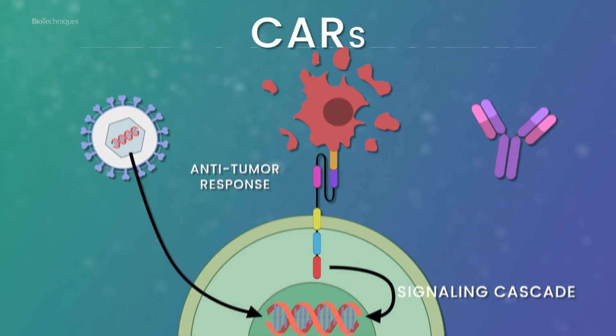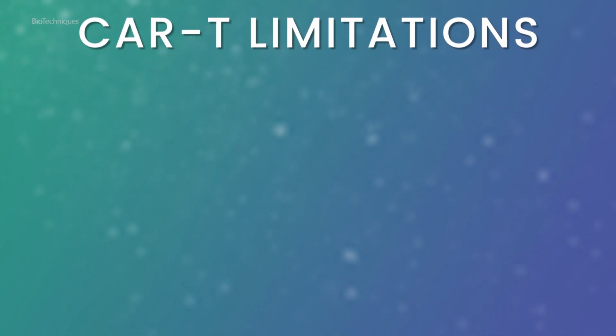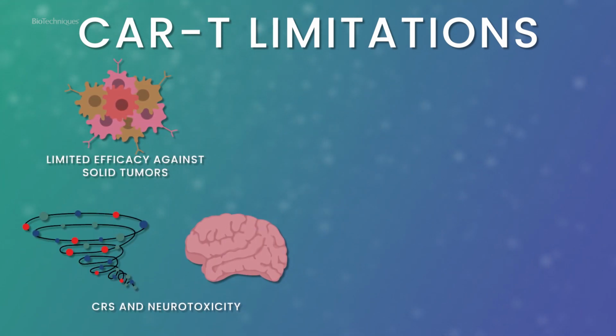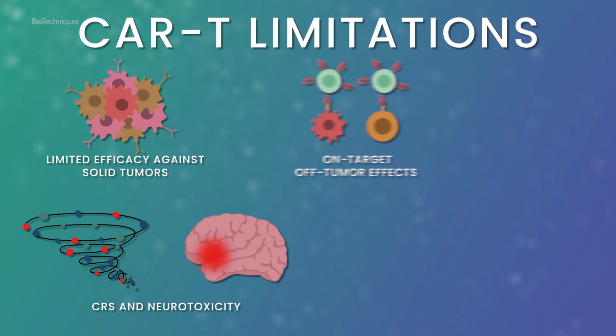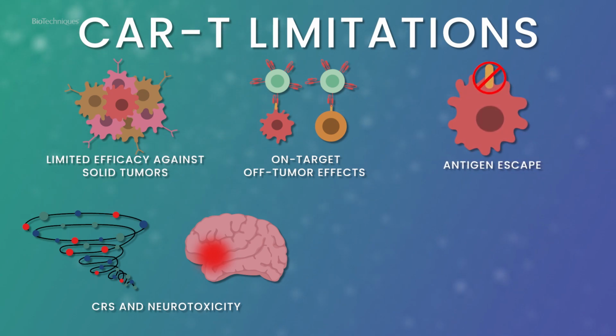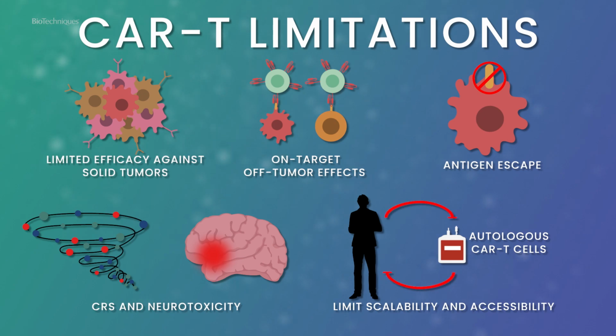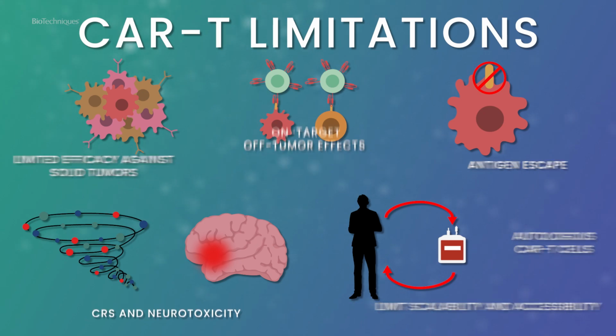Despite their considerable success, CAR T therapies still have limitations, including limited efficacy against solid tumours, CAR T-cell-associated cytokine release syndrome, or CRS, and neurotoxicity, on-target off-tumour effects, and antigen escape. Additionally, using autologous T-cells as a source material to prevent graft versus host disease, or GVHD, requires individualized collection, modification, and expansion processes that limit the scalability and accessibility of autologous CAR T therapy.